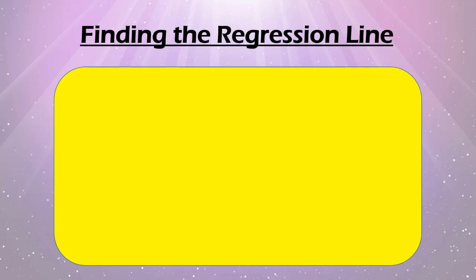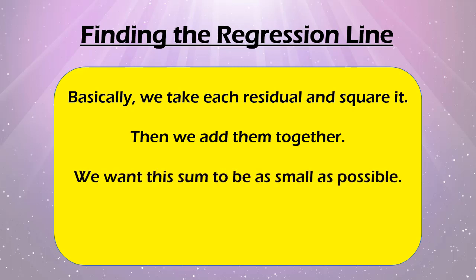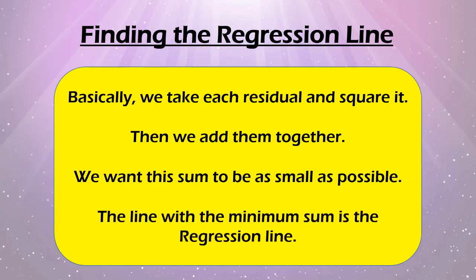So we have a process. To find the regression line, you're going to take each residual and square it. You add them together, and you want this sum to be as small as possible. The line with the minimum sum is the regression line.